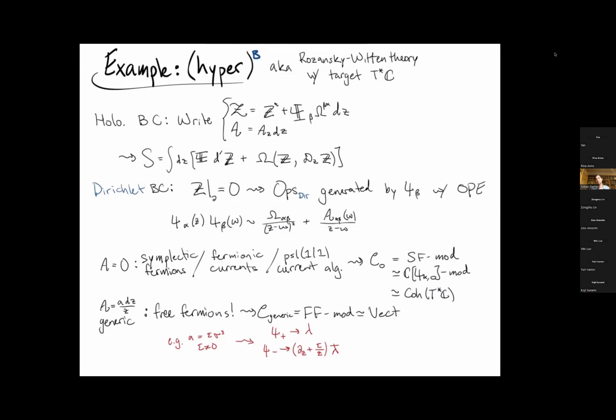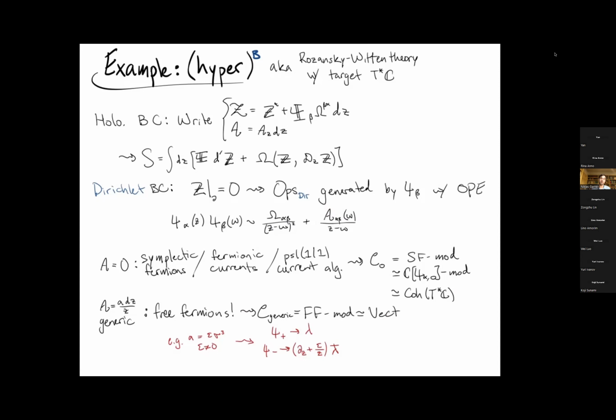It admits a natural deformation by flat SL2C connections. This 1 over z pole is usually not there, but it can be introduced as a deformation of the symplectic fermion vertex operator algebra. And the fact that you have something that's SL2C valued rather than GL2 is because you need to require that this thing is symmetric in alpha and beta. And that translates to this being an Sp2 connection. But in any case, when that connection is zero, we get the symplectic fermion vertex operator algebra on the nose.